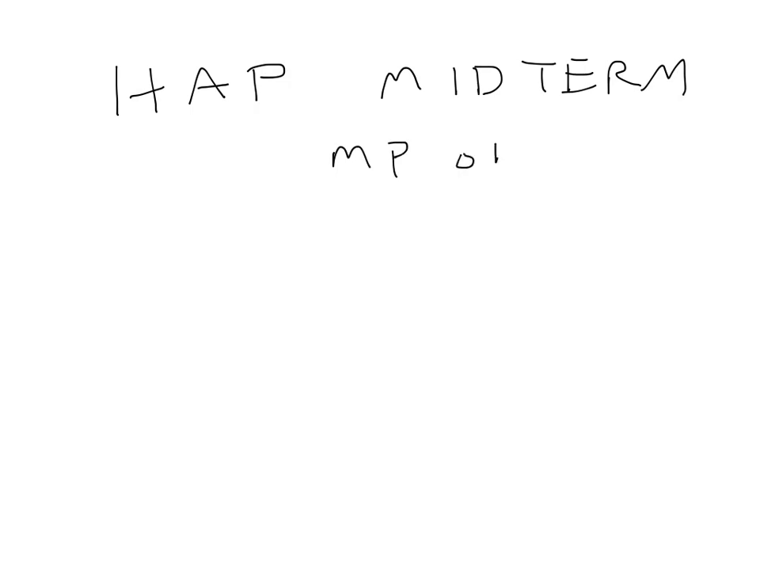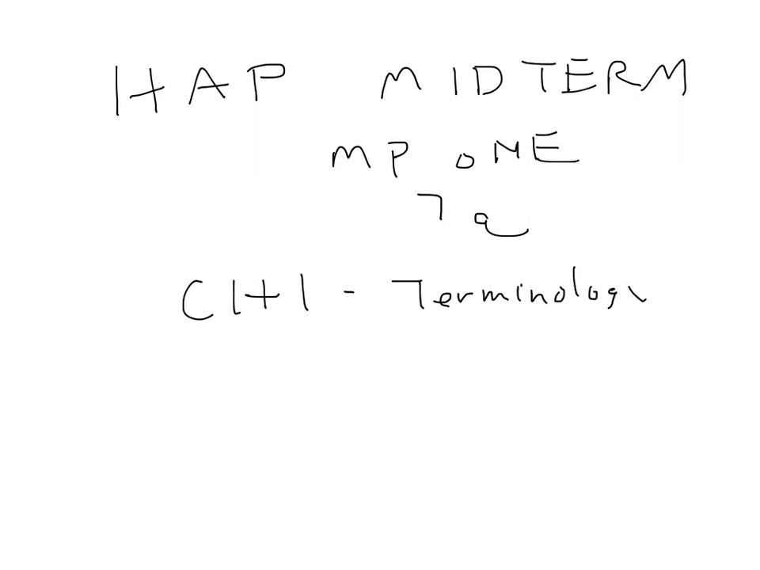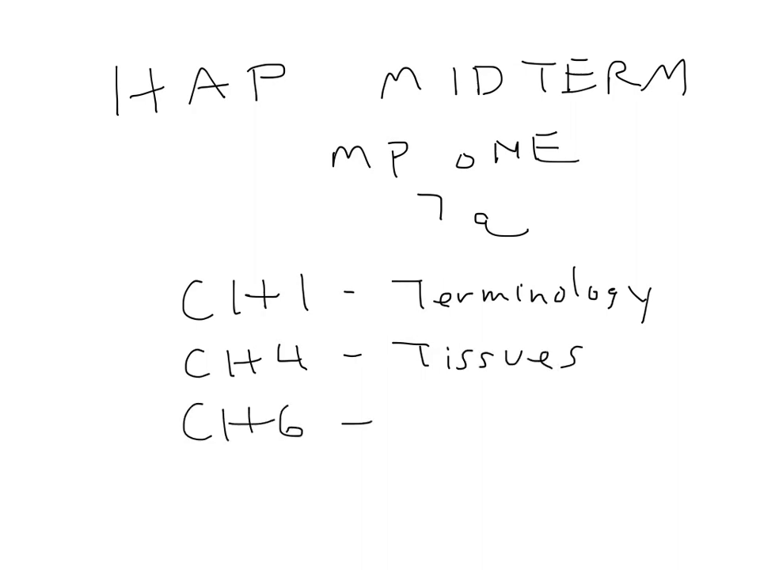Without interruption, I bring you your Honors Anatomy Physiology Midterm Marking Period 1 review. Recall that only 7 out of the 27 questions are on this marking period, which focuses on Chapter 1, Terminology and Introduction, Chapter 4, which is Tissues, and Chapter 6, which is on the bone, specifically the long bone structure and bone tissue.